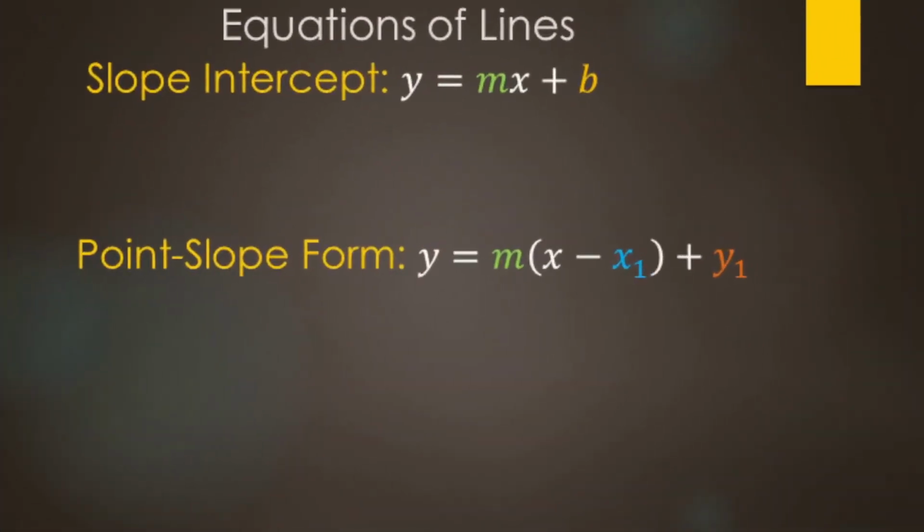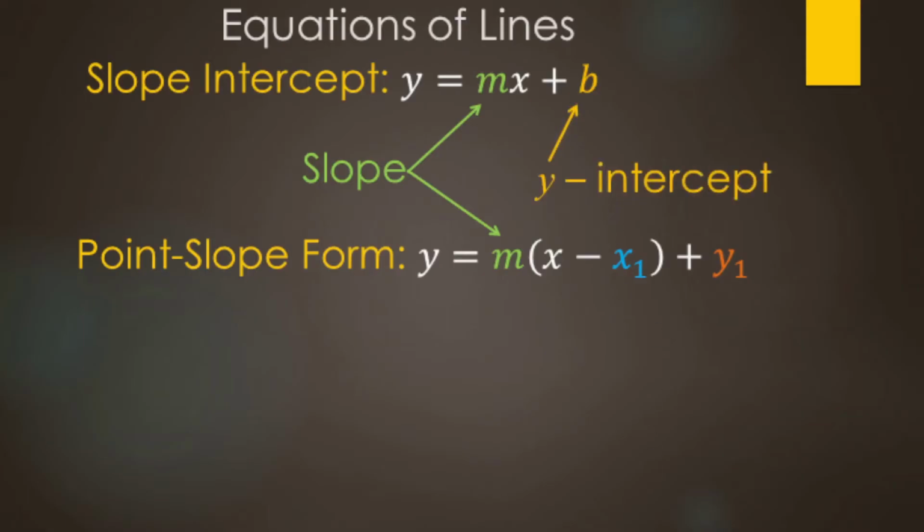Quick review for the linear equations of lines that we have so far. Slope-intercept form, y equals mx plus b. Remember that slope is going to be the m, so that's going to be your slope or your rate. And then the b, that's going to be your initial amount or start amount or the y-intercept.